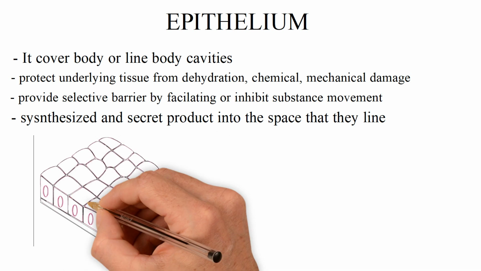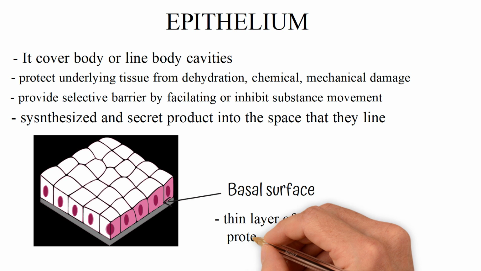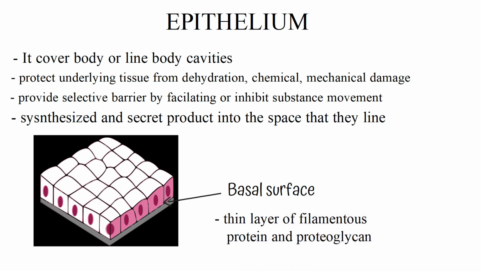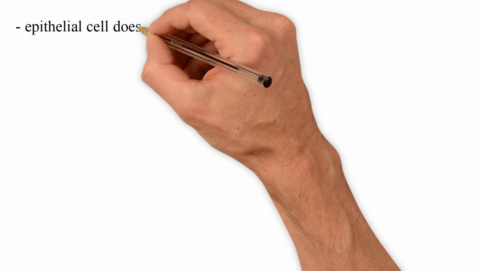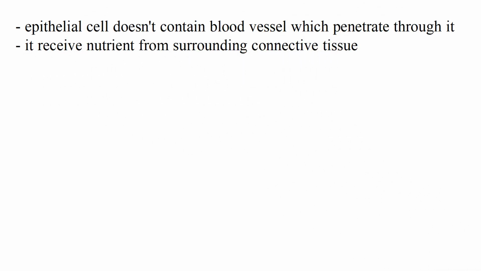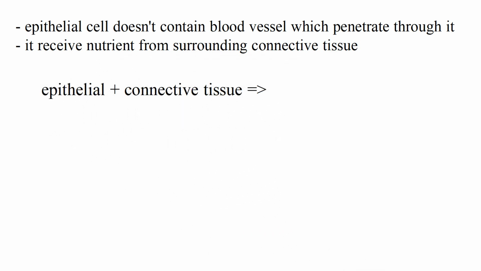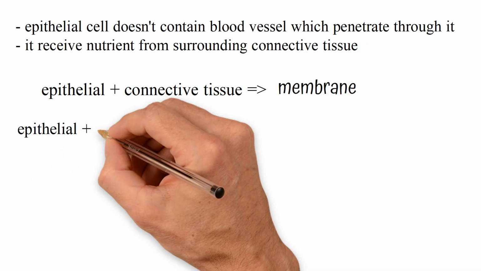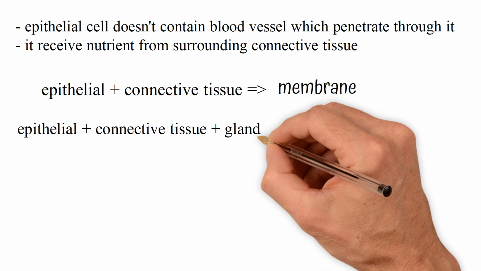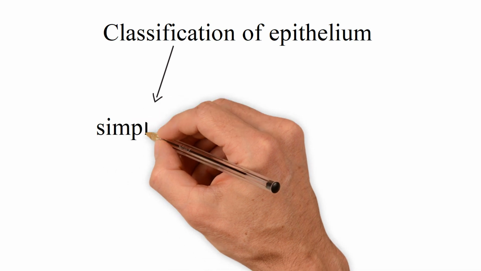Epithelial cells lie on the basement membrane, which is known as the basal surface, which is made up of a thin layer of filaments, protein, and proteoglycans. Epithelial cells do not contain blood vessels, so they receive nutrition from surrounding connective tissue. Epithelial and connective tissue together are known as a membrane; epithelial, connective tissue and gland together are known as mucous membrane. Now we move on towards the classification of epithelium.